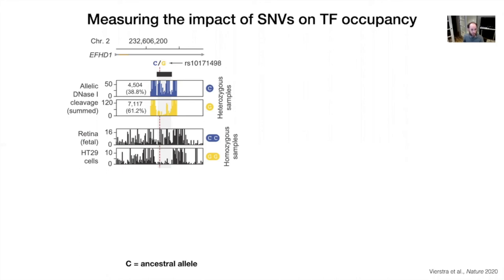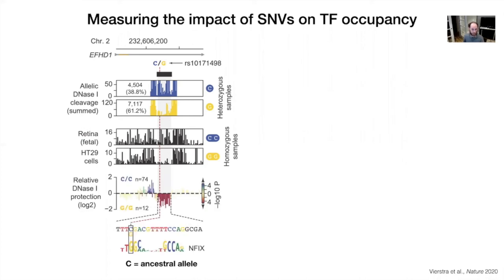We can confirm this in homozygous individuals by performing our differential footprint test across the two alleles. This reveals the precise nucleotides that are affected by this variant and shows that the G allele is creating a strong NFIX binding site. So this means that the derived allele is creating a gain of function binding on the genome. While this might seem surprising, this actually occurs about half of the time.